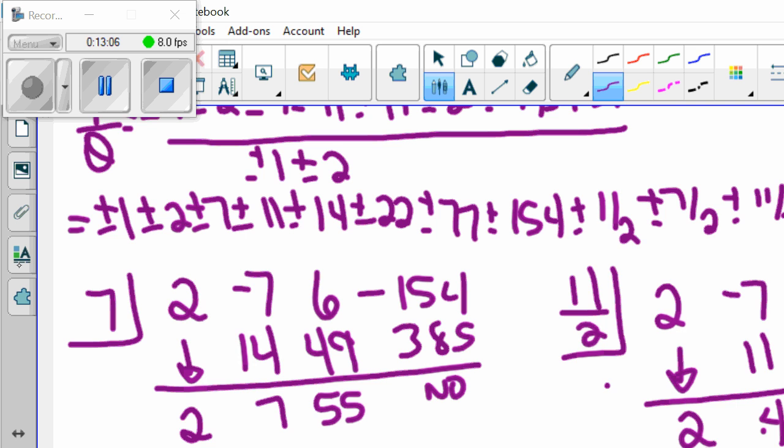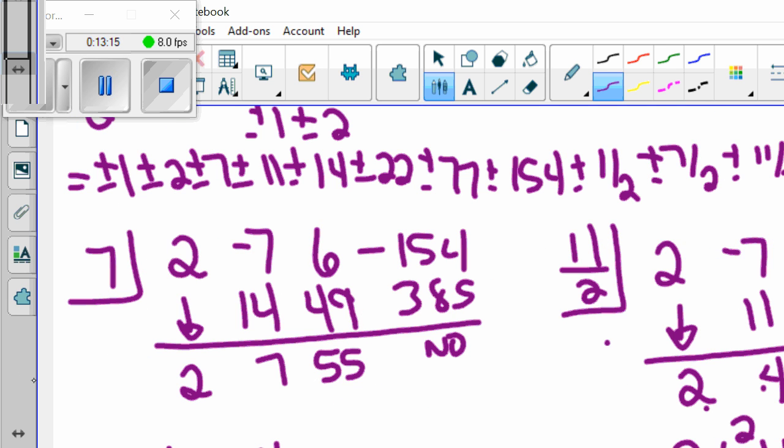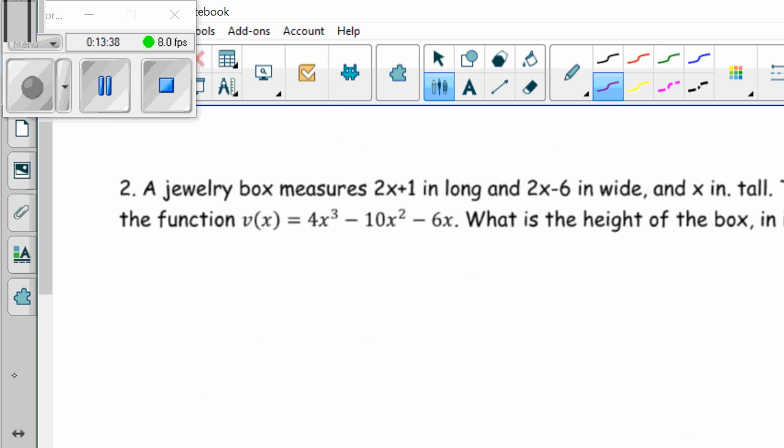by, now plug in 5.5 minus 2. So 5.5 minus 2 is 3.5. So let me rewrite this. 3.5 feet by 5.5 feet by 8 feet. Those are the dimensions of the storage unit. Okay. Let's try that again. So let's look at the next problem.